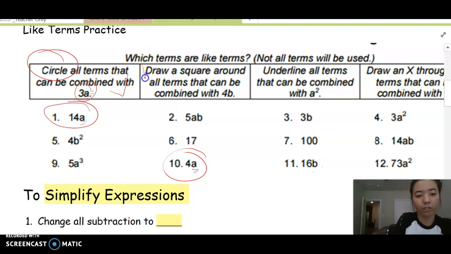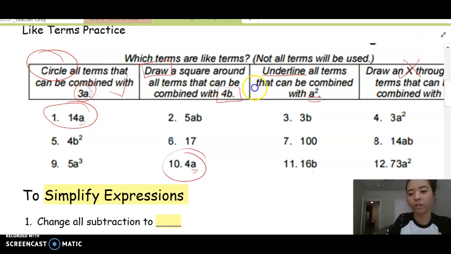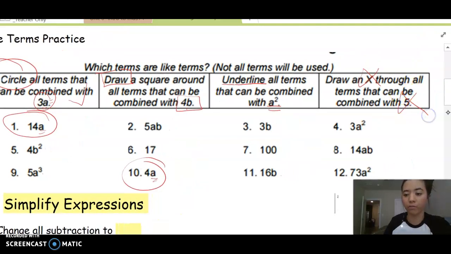Go ahead and pause me when I say go. I want you to draw a square around ones that can be combined with 4b. Underline ones that can be combined with a squared. Draw an x through ones that can be combined with 5. Find the ones that can be combined with 4b, draw a square around them, and then do the other two as well. Remember, you're looking for the same variable, same exponent. Pause me and go.